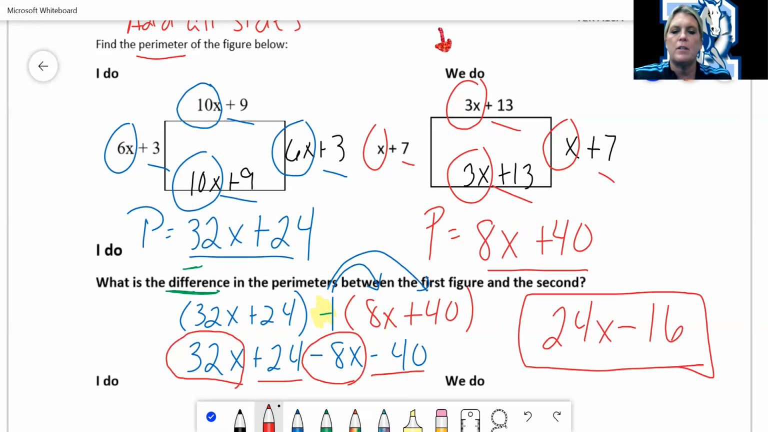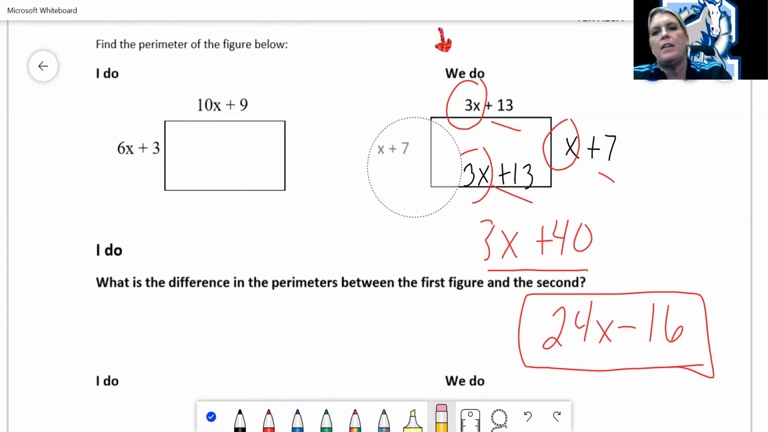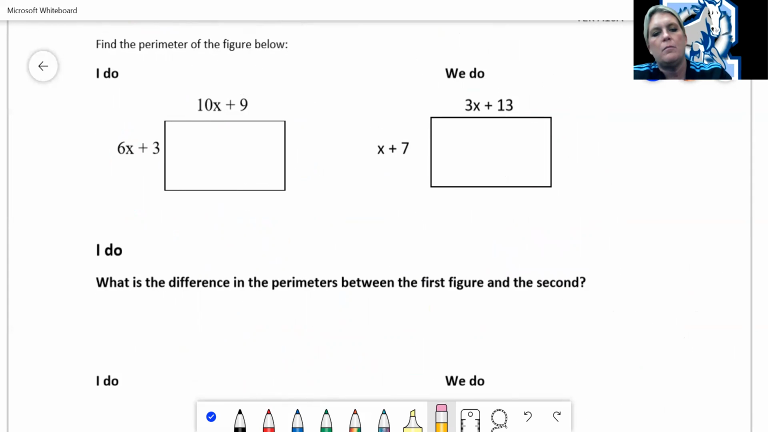Okay, make sure you have that written down. I'm going to erase my board. If you didn't have it down, go back and pause the video and then write it down.